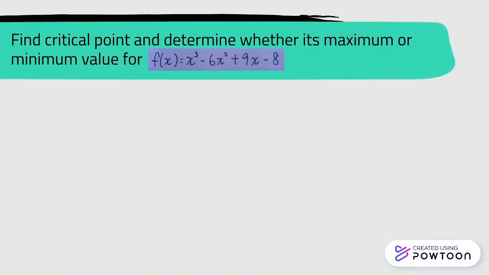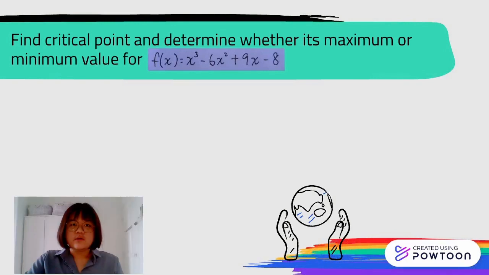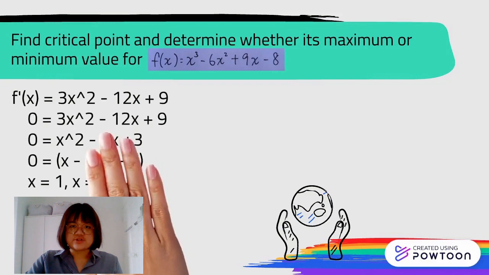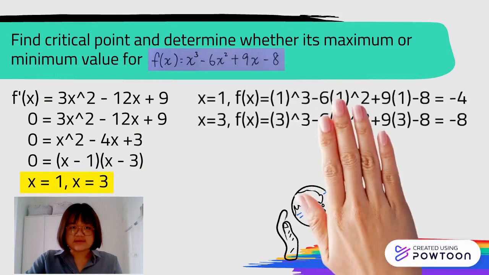Find critical point and determine whether it is maximum or minimum value for f of x equal x cubed minus 6x squared plus 9x minus 8. First, differentiate this function and we get f prime x equal 3x squared minus 12x plus 9. Then find the value of x by f prime x equal 0 and we get x equal 1 and x equal 3. Next, substitute the values of x into f of x.